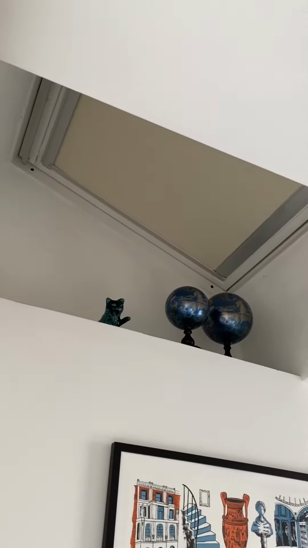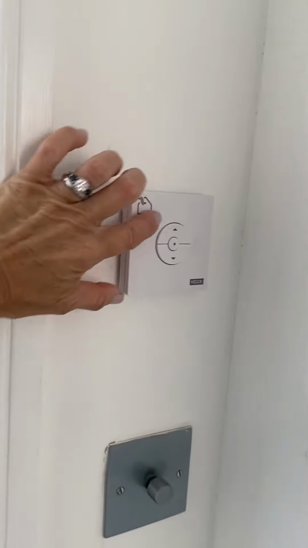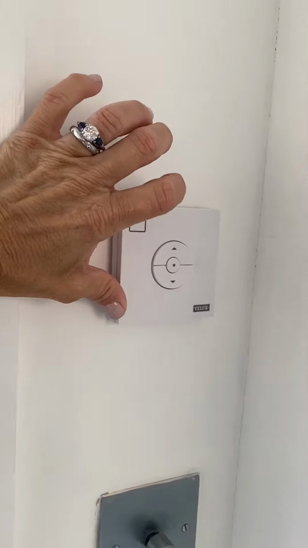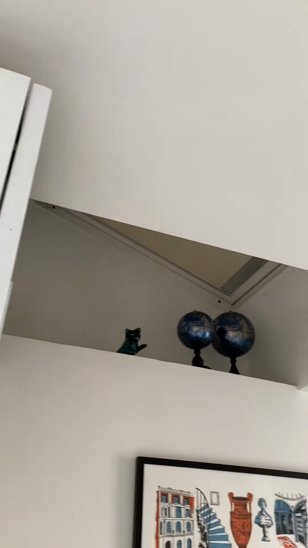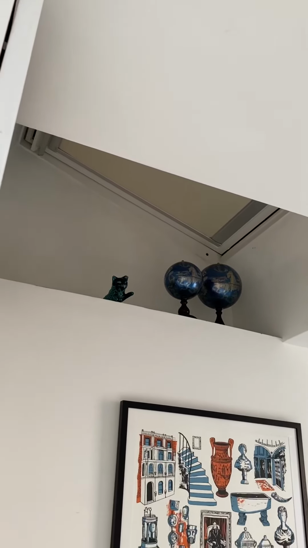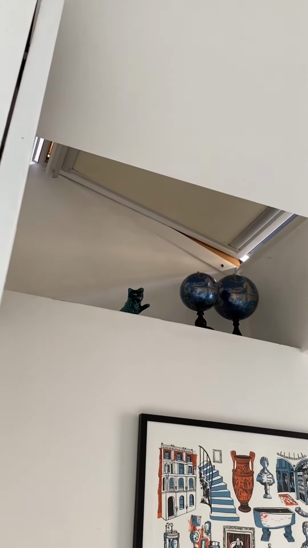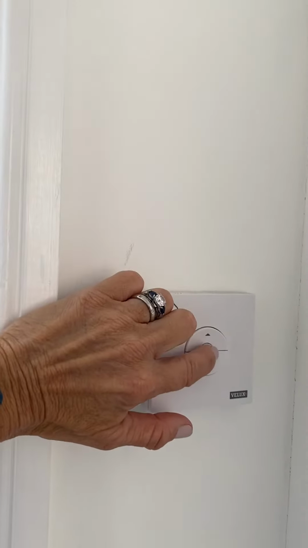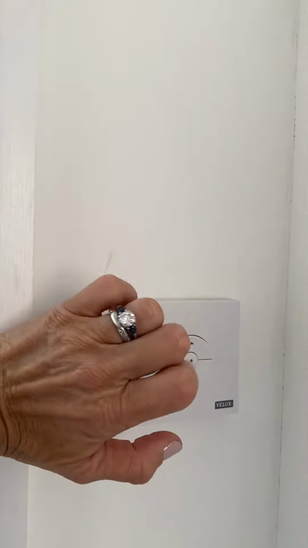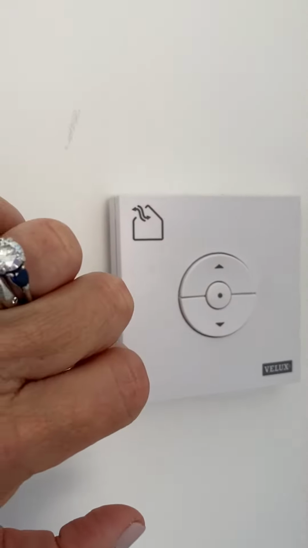Now here, if you notice, there's a skylight here and I normally have it closed. If you want, the control to open and close it is this. You just press open once and it starts to open. If you're happy where it's open and you want it to stop, just press the center button once. And if you want to close it, just press the down button and it will close.